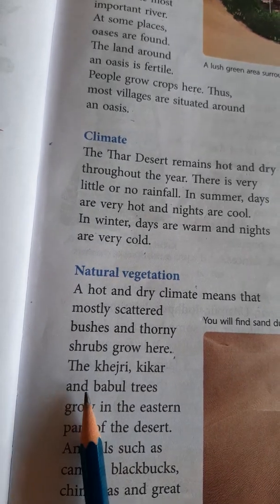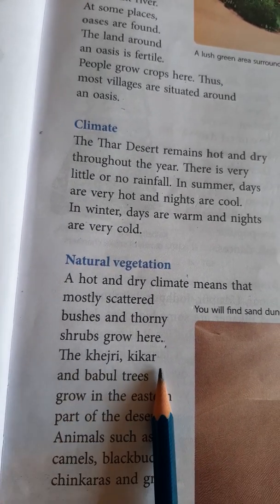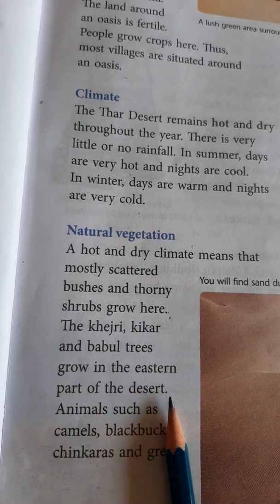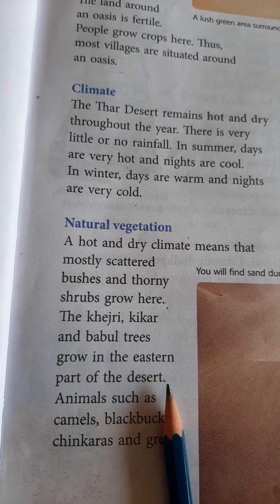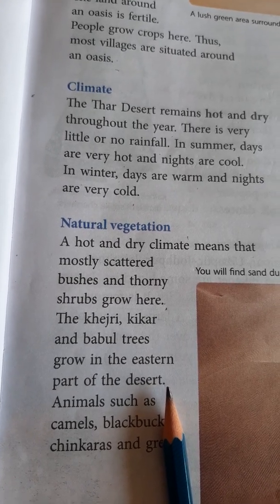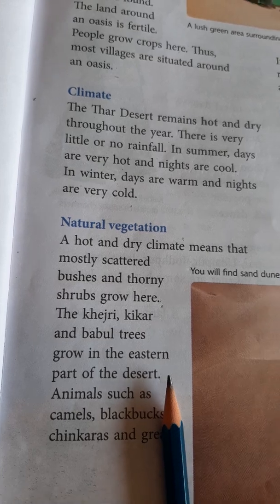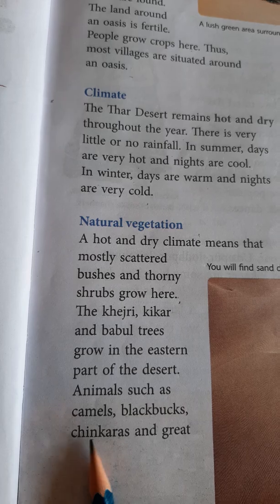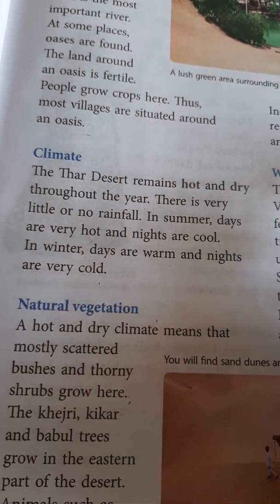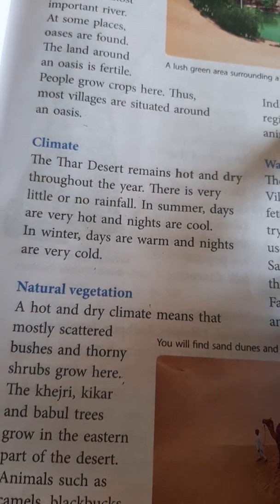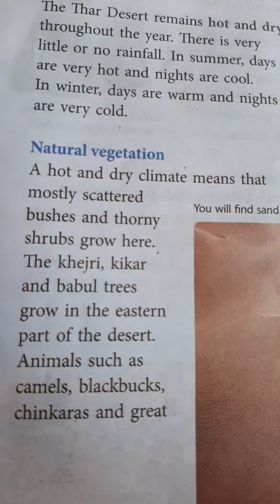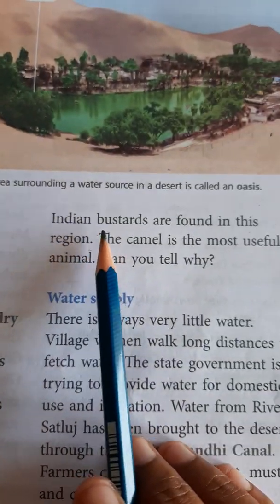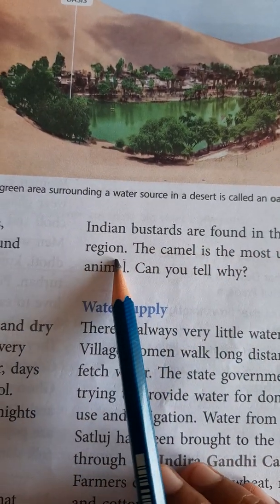Next, here the khijri, kikar and babul trees grow in the eastern part of the desert. So what used to grow here? Khijri, kikar and babul trees grow in the eastern part of the desert. Animals such as camels, black bucks, chinkaras and great Indian bustards are found in this region.